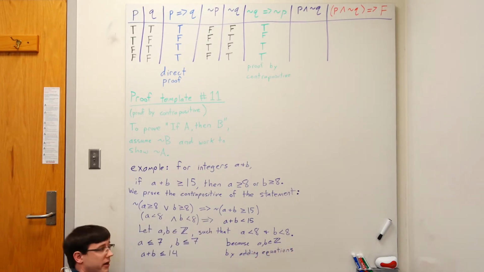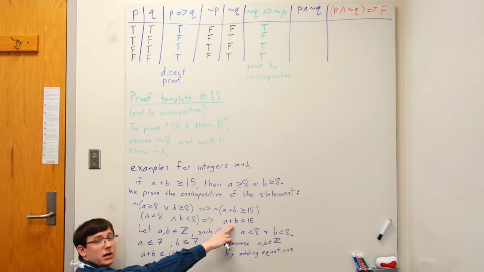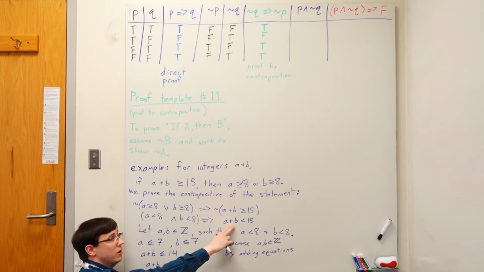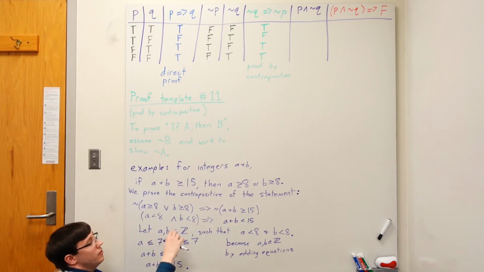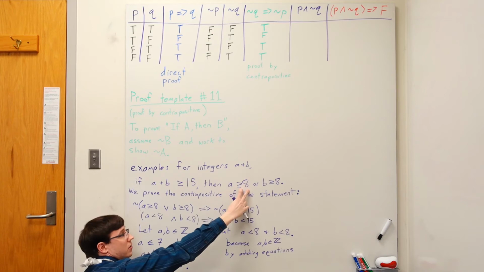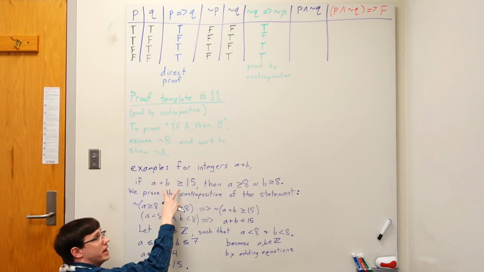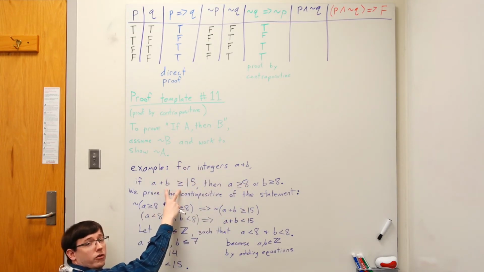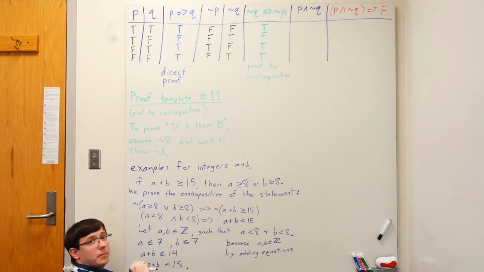And finally, we can conclude that A plus B, if it's less than or equal to 14, is clearly strictly less than 15. And so now, having shown the conclusion of our contrapositive implication, we've shown that if the negation of B, then the negation of A, and so we've shown that A implies B.